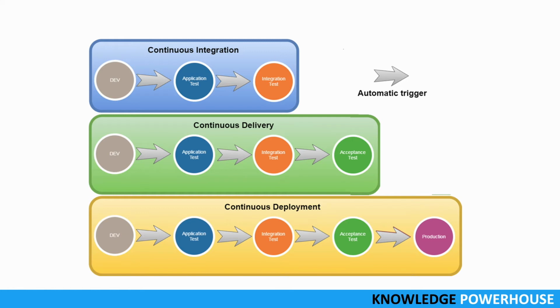The third step is continuous deployment. Here, after the acceptance test, it's ready to be taken to production. And if it has gone to production, which means we have deployed and it is available for use by the end customer, right? So these are the three steps: continuous integration, continuous delivery, and continuous deployment.